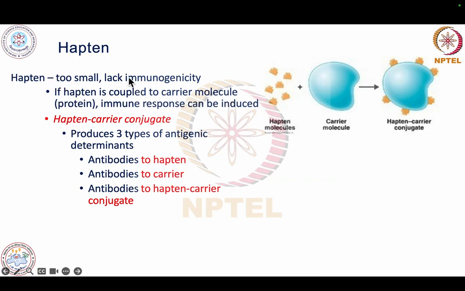Hapten is too small and lacks immunogenicity. These are hapten molecules. If you add some carrier molecule, the size gets bigger. So if a hapten is coupled with a carrier molecule, an immune response can be induced against the hapten. This is called a hapten carrier conjugate. It produces three types of antigenic determinants: antibodies to hapten, antibodies to carrier, and antibodies to the hapten carrier conjugate.